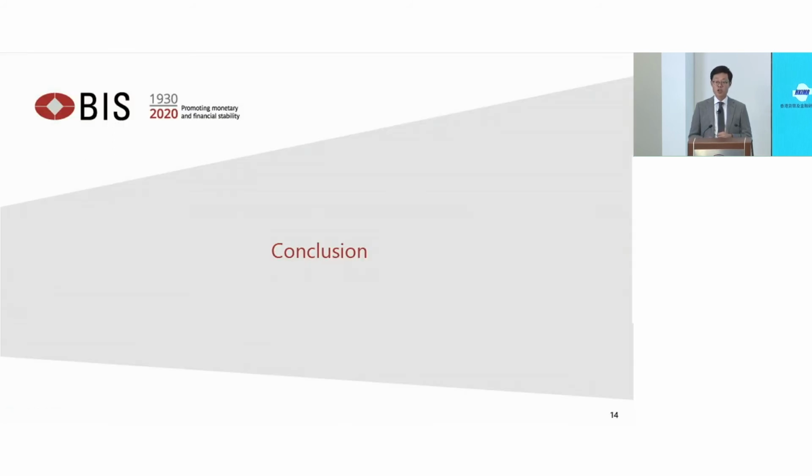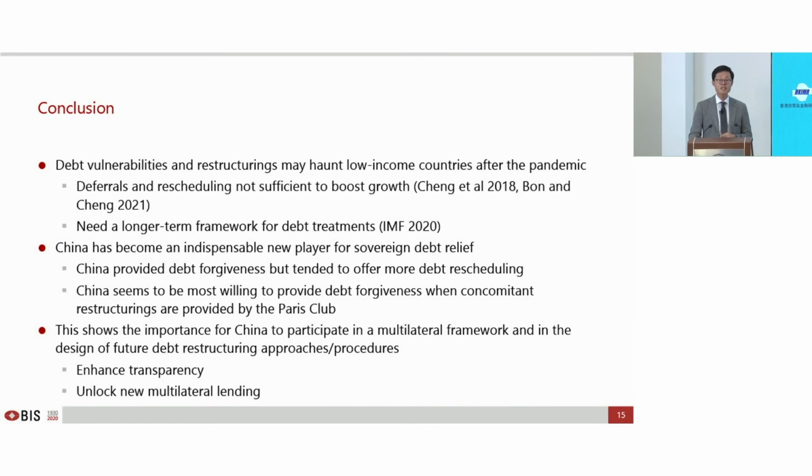To conclude, vulnerabilities and restructurings may still haunt low-income countries in the coming years after the pandemic. Here we already talked about debt deferrals and rescheduling. They may probably not be sufficient to boost growth. So we need to think about a longer-term framework of debt treatment, and here China has an important role to play.